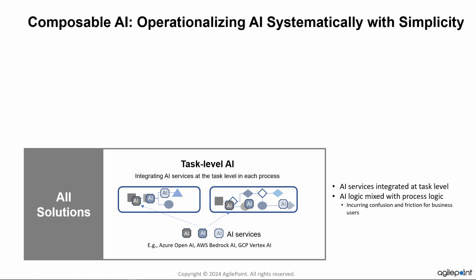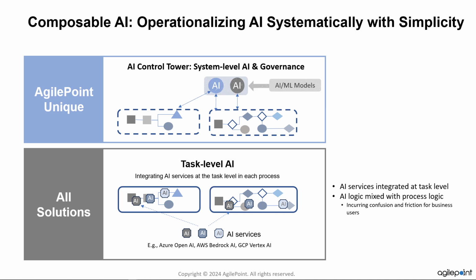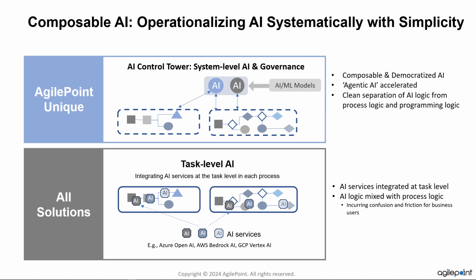Now, AgilePoint can also take that approach, but what we found is that in addition to the low ROI, it merely increases friction and can cause confusion among the business user community, with that AI being tightly integrated into the overall application itself. So let's contrast that then with the tiered composability that the AgilePoint approach provides, meaning that business users can consume this AI and bring it into a business application without expert level domain knowledge in AI, and it results in a very clean-cut separation of AI logic from process and programming logic.